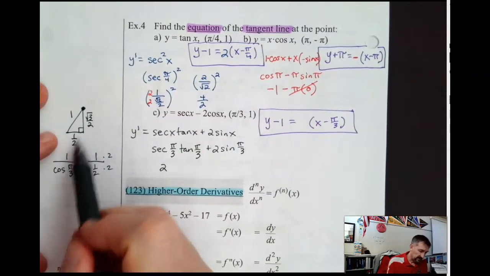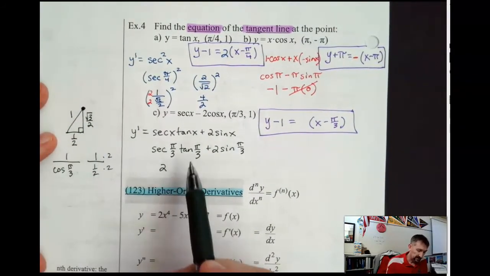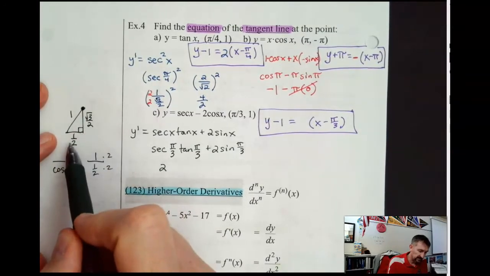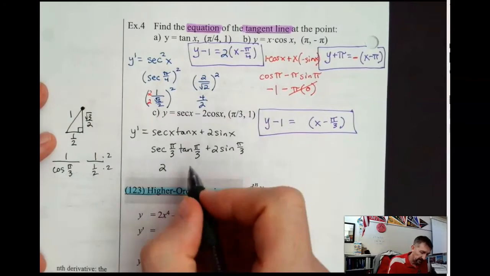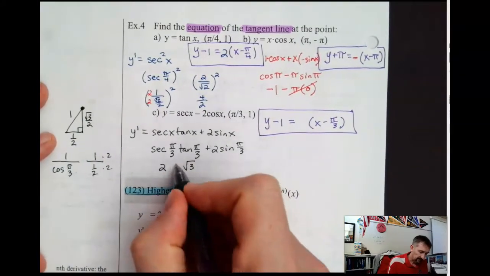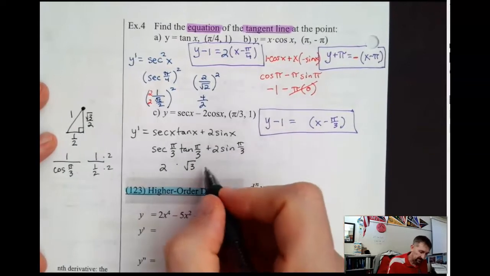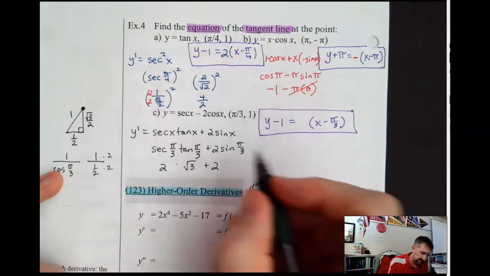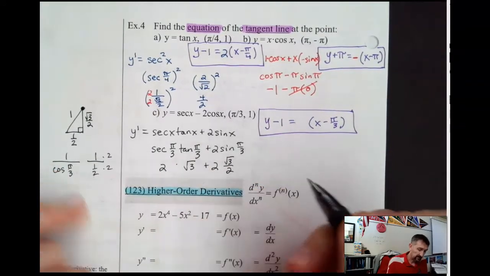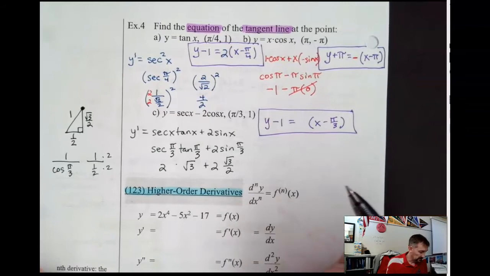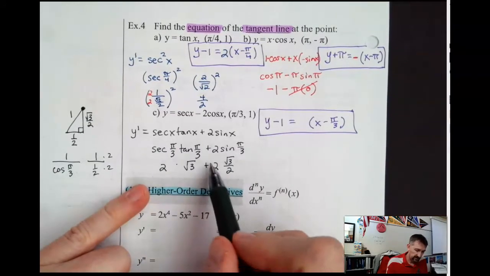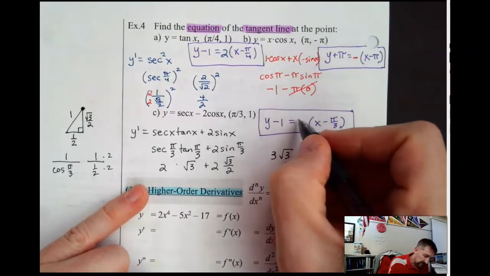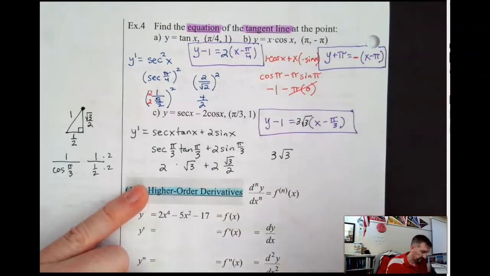Now, the tangent, you could use a unit circle here or a triangle, and the tangent of 60 degrees, tangent TOA, opposite over adjacent, so it'd be this over this. If we multiply them both by 2, we get root 3. And the sine of pi over 3, that's going to be opposite over hypotenuse. That's going to be root 3 over 2. Okay. So we have 2 root 3 plus 1 root 3, so that's 3 root 3. So that would be our slope here, 3 root 3.